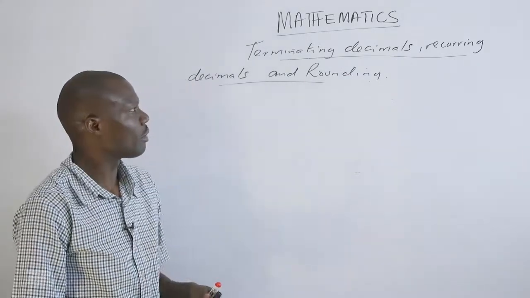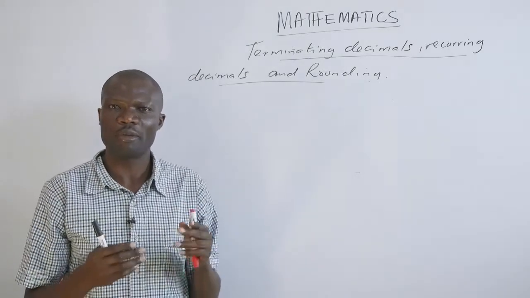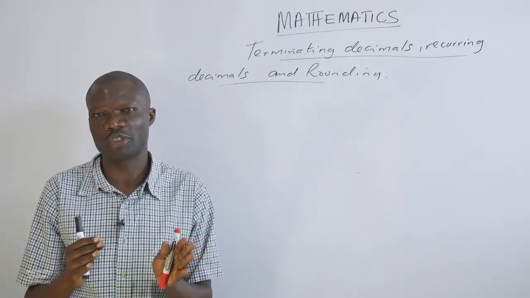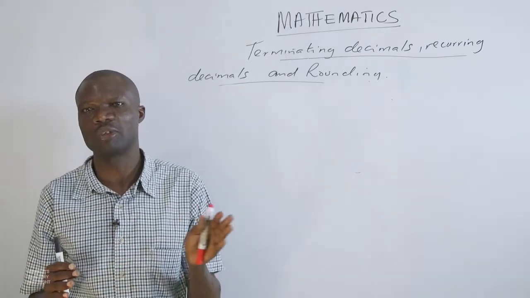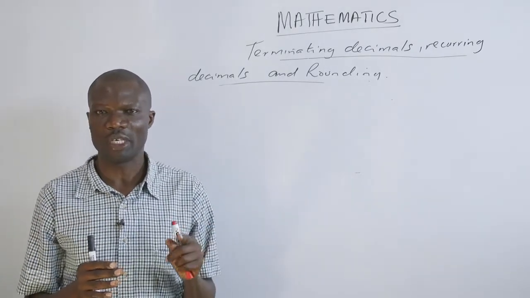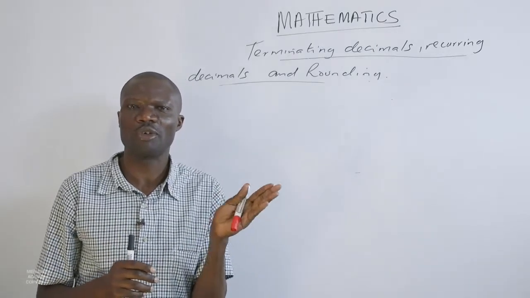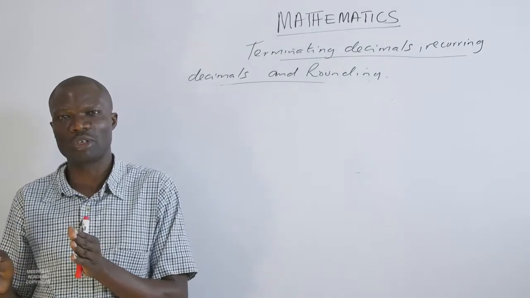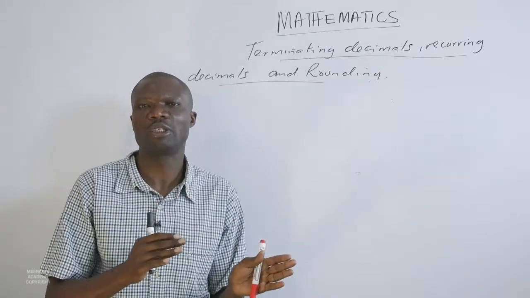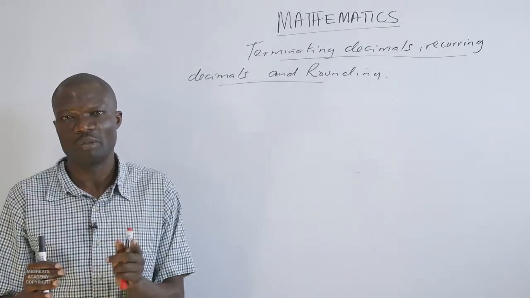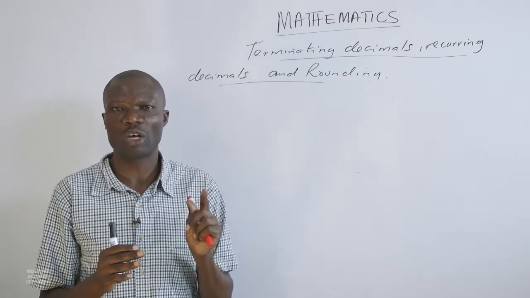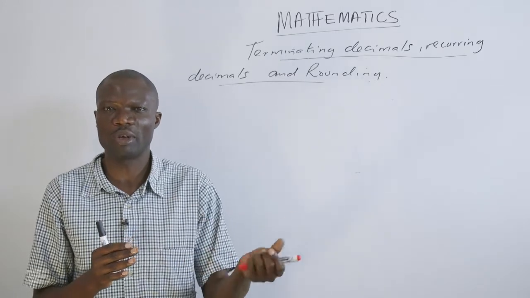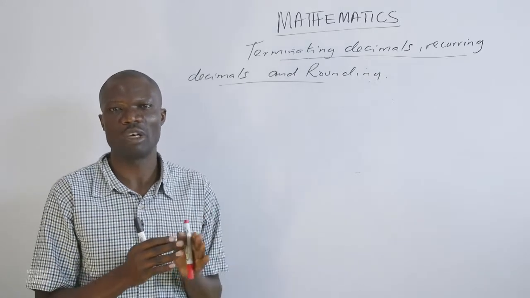Now, we should by now be able to find what fractions do terminate and which fractions do not terminate. We have seen how to convert fractions into terminating decimals, fractions into recurring decimals. But now I want us to look at one part of a decimal whereby we have a recurring decimal and we need to convert it into a fraction.